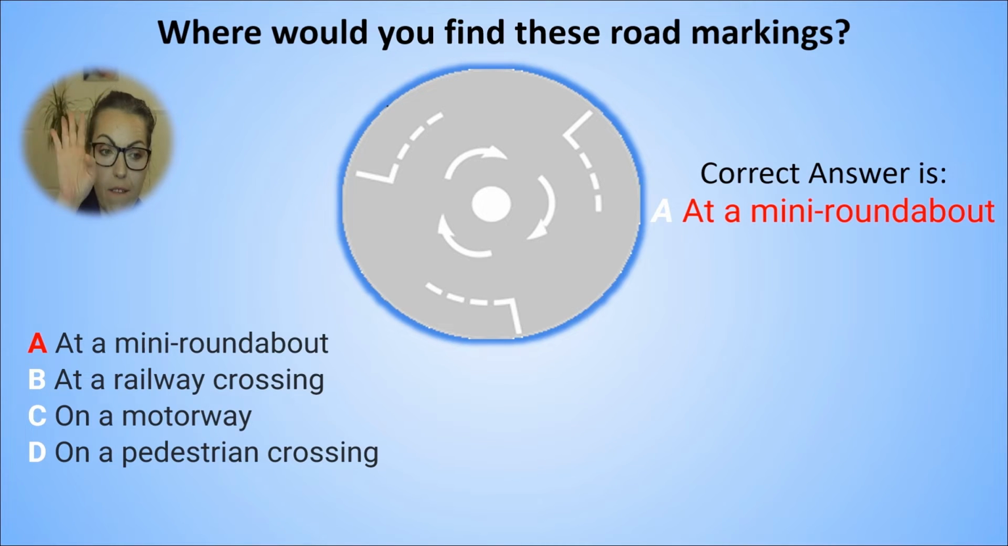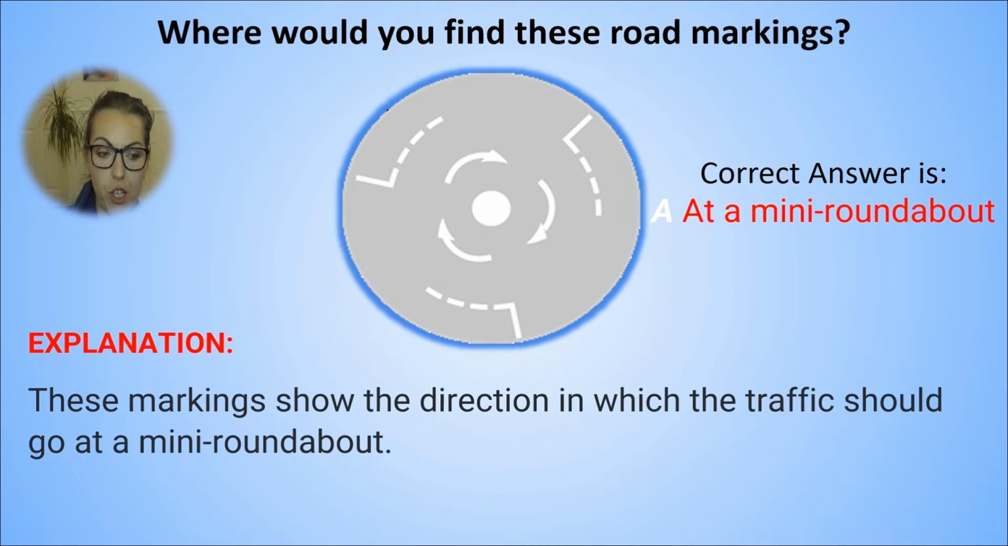5, 4, 3, 2, 1. Ready? The correct answer is A. At a mini roundabout. Explanation. These markings show the direction in which the traffic should go at a mini roundabout.